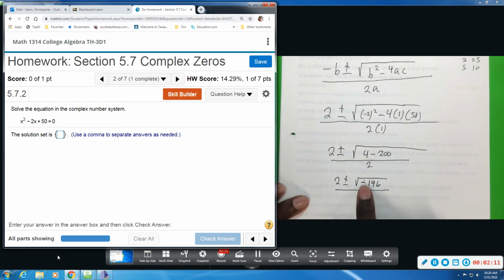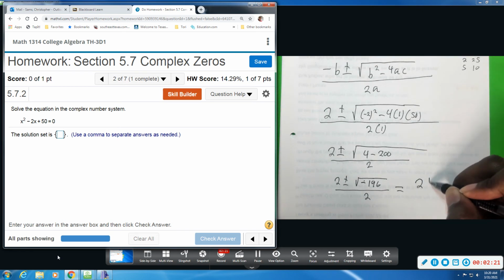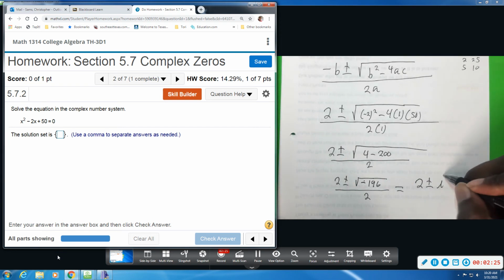Okay, so here's a problem. We don't like to have negatives under a square root. We can't solve those. So that's how we get imaginary or complex. So this will become 2 plus or minus. The negative will come outside and become an i. And then we have the square root of 196. So this is an imaginary number. The square root of 196 is 14.